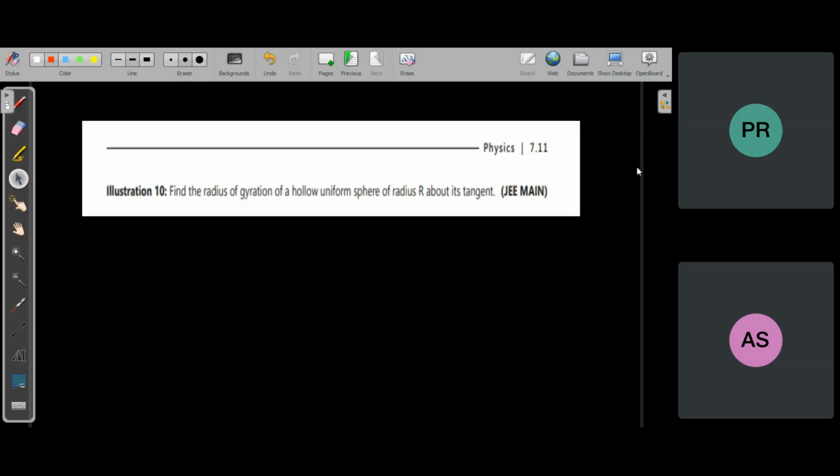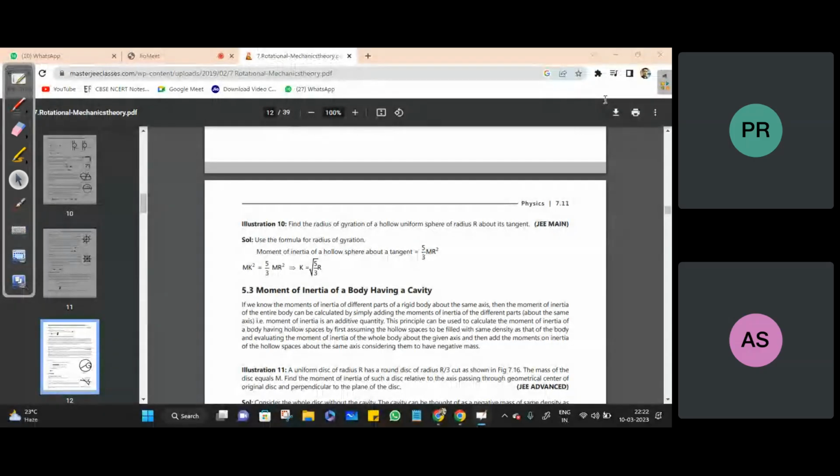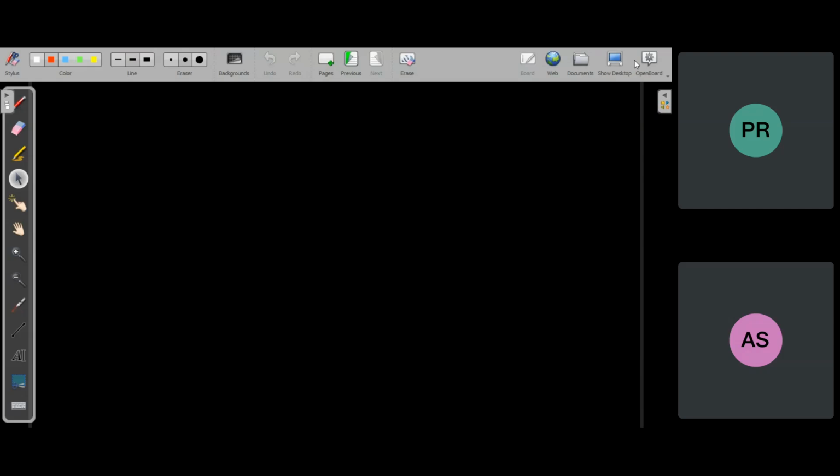You can ask your doubt if any. Root 5 by 3 r, you are getting. So that is correct. Root 5 by 3 r is the correct answer. Okay, so let's go to the next.